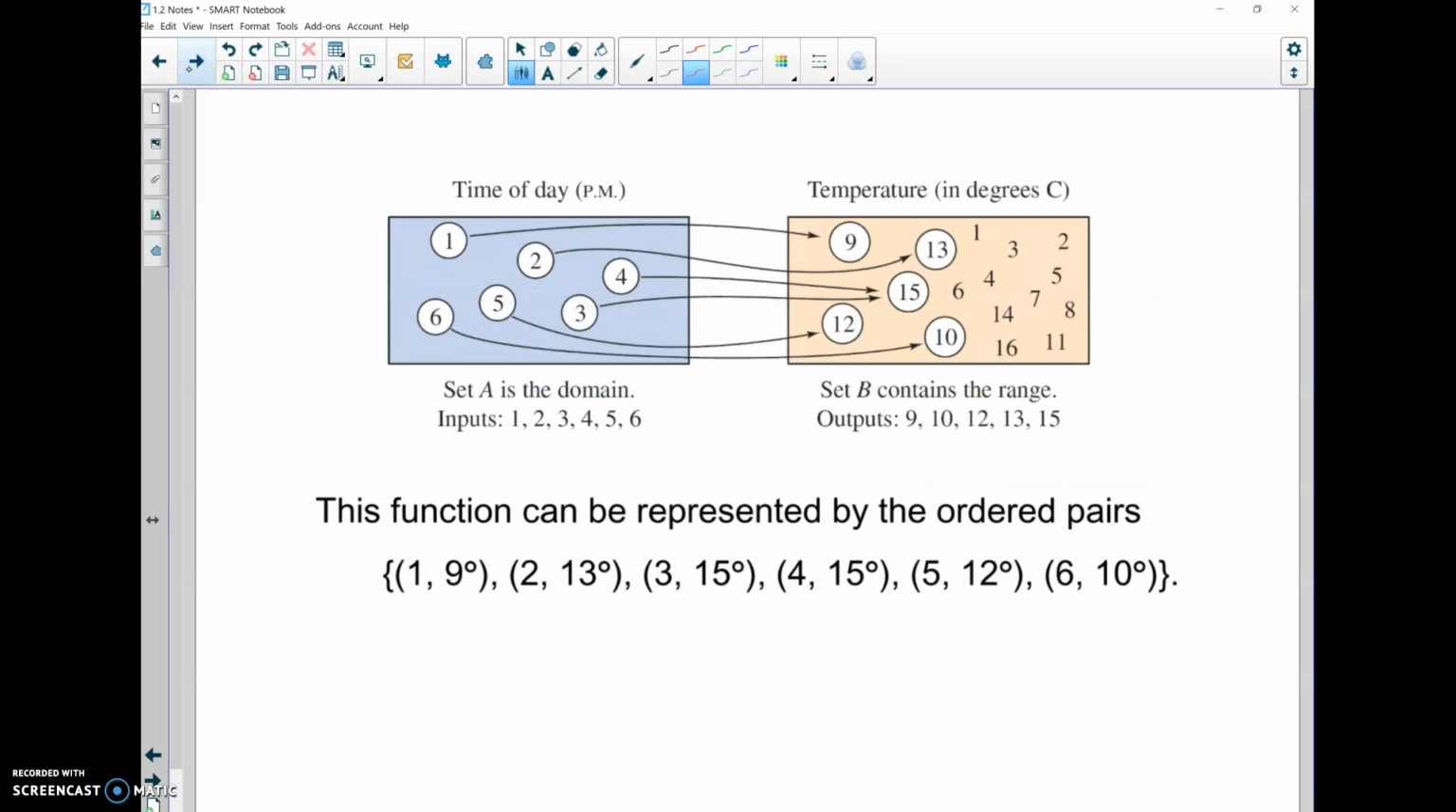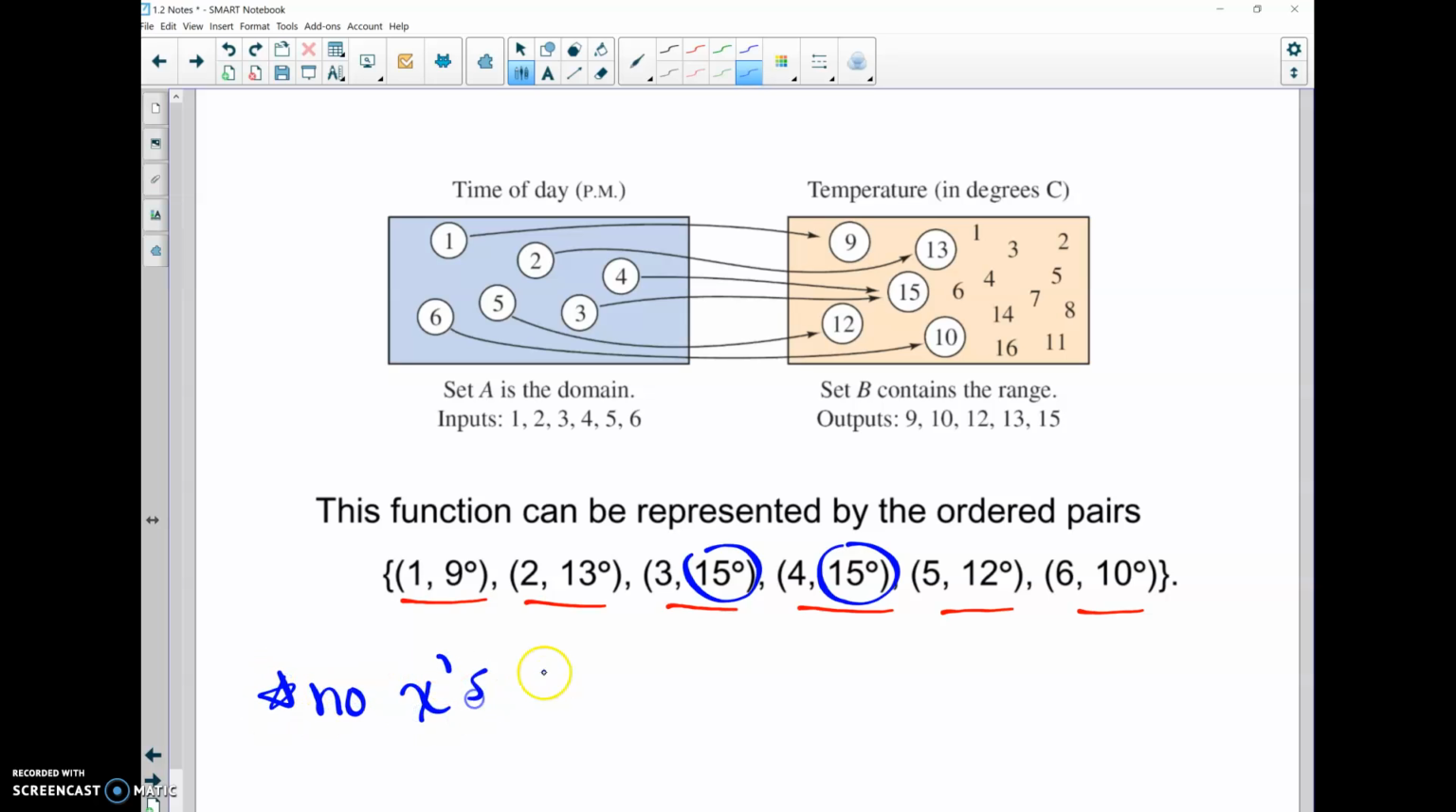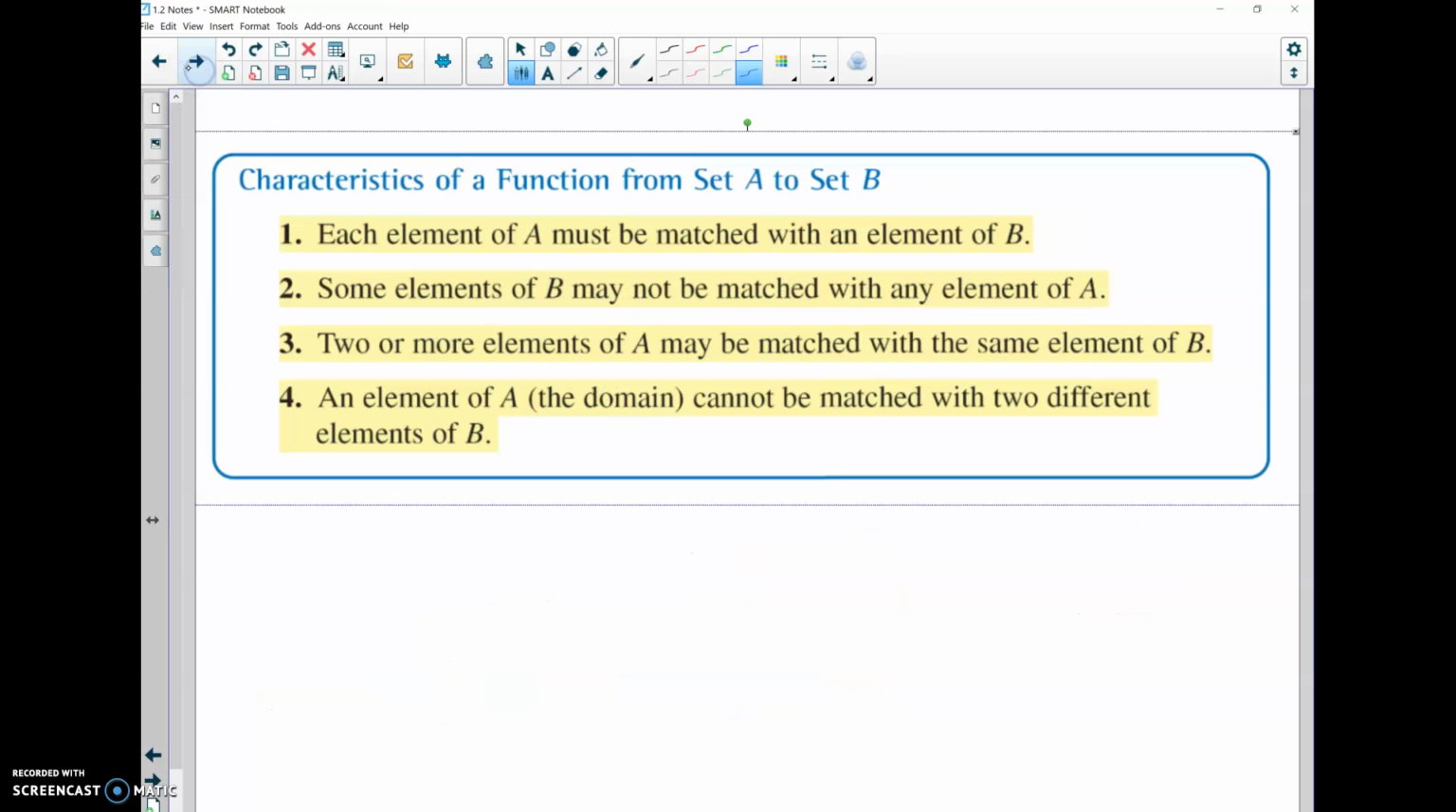So in ordered pair notation here, this down here are all 6 of your ordered pairs of your function. Your input is the time of day, your output is the temperature at that time. Notice all the x values are different, and here is where we have a repeat in your y values, and that is allowed. So if you want to put a star here, no x's are repeated. All right, write down these characteristics of a function.